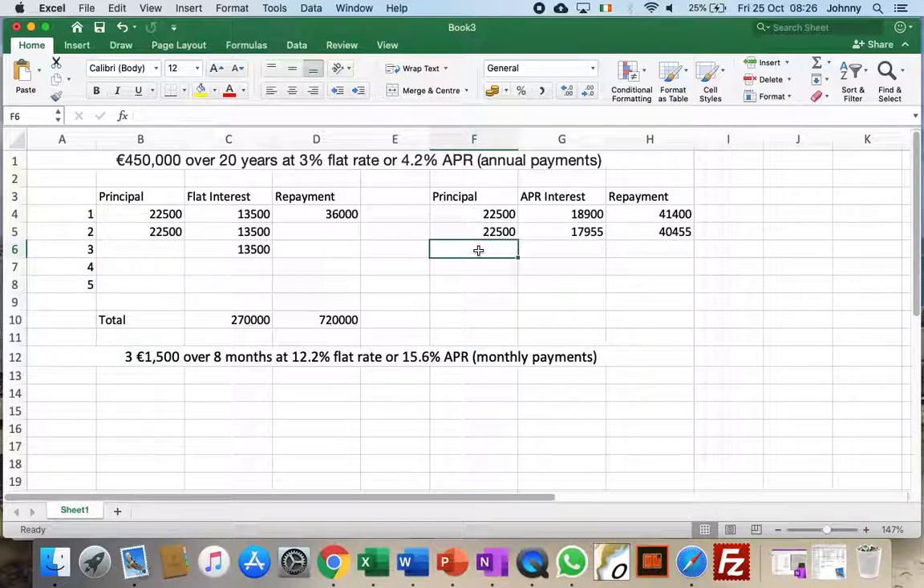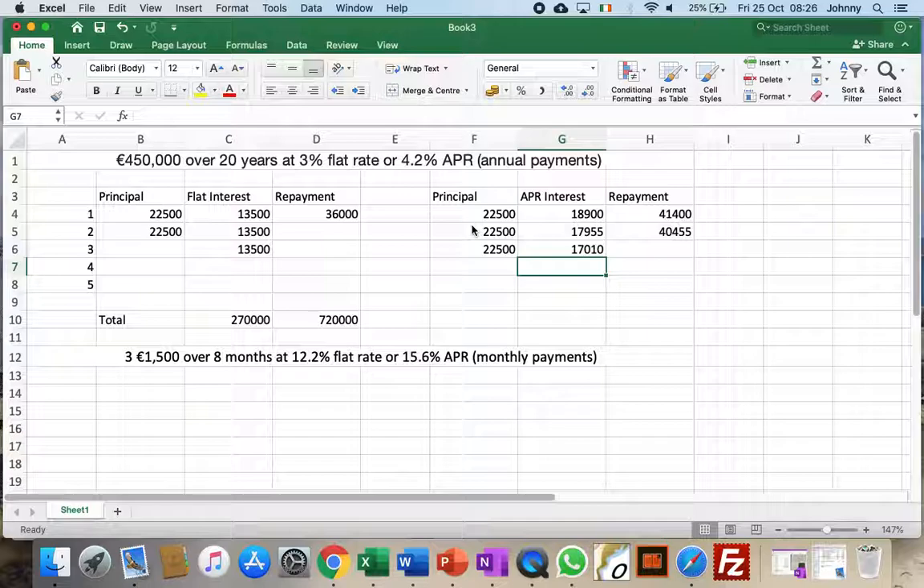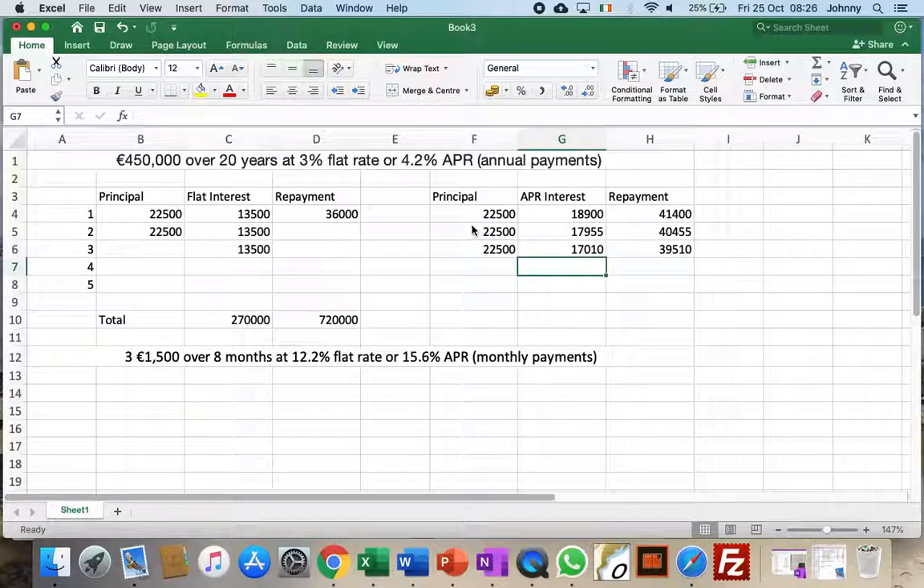Now the next year, again, I'll pay off 22,500. So I have paid 2 payments of 22,500, which is 45 grand. So that means I owe 450 minus 45 grand, so I owe 405,000. I multiply that by 0.042, so that's the interest for that year. You notice the interest is going down again. So as we pay off some of the principal, the interest goes down. Now you'd have to do that for 20 years to work out the total amount of interest. And then we'll see, is the total amount of interest for APR less than the total amount of interest that you would pay under a flat rate?